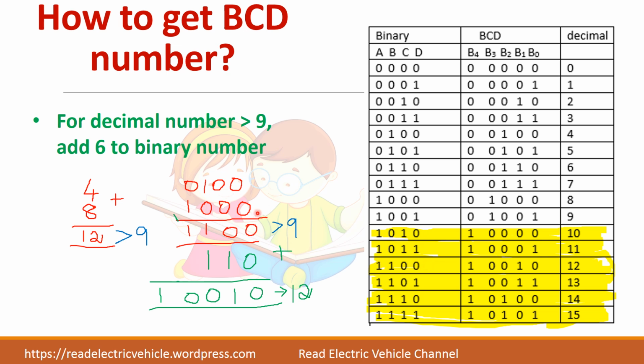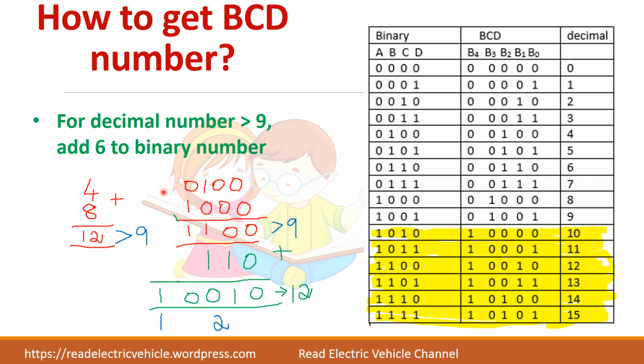But this is greater than 9. So, add 6 to it. What is 6? 0110. So, add 6 to it. You will get 1, and these 4 digits will correspond to 2. So, 1, 2, we will get 12 as the answer. So, this is the way to convert a binary number to a BCD number. For a decimal number greater than 9, you have to add 6 to the given binary number.